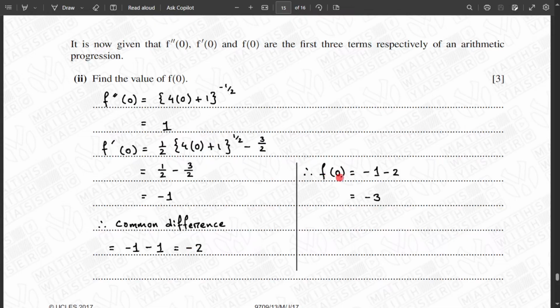So f(0) means the third term. How do we get the third term? By adding the common difference. Minus 1 is our second term, plus the common difference, which is minus 2, will give us minus 3. And that is the value of f(0). We managed to find it with the help of the arithmetic progression.